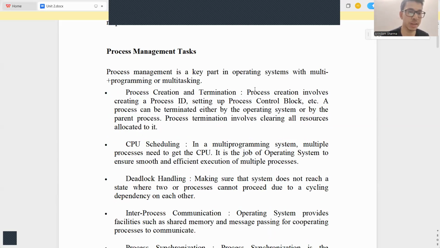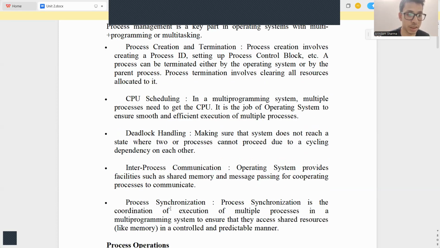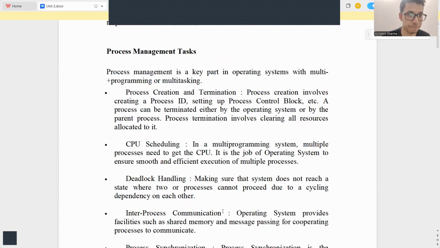Now the process management tasks. Process management is a key part in the operating system with multi-programming or multitasking. The tasks are process creation or termination, CPU scheduling, deadlock handling, inter-process communication, and process synchronization. So let's understand what creation and termination of a process mean. Process creation involves creating a process ID, setting up a process control block, etc.